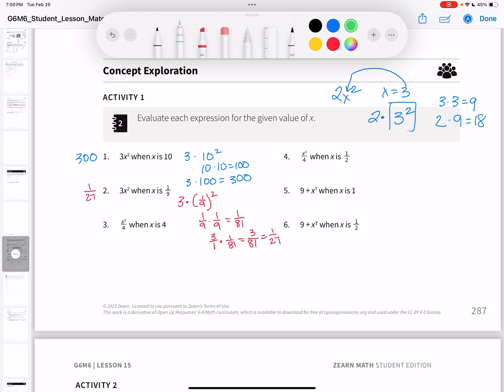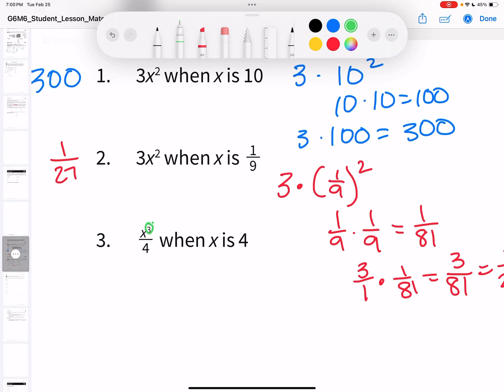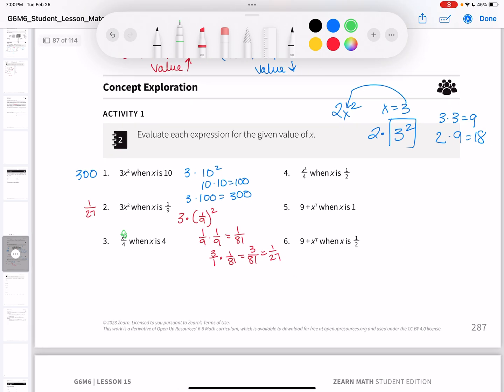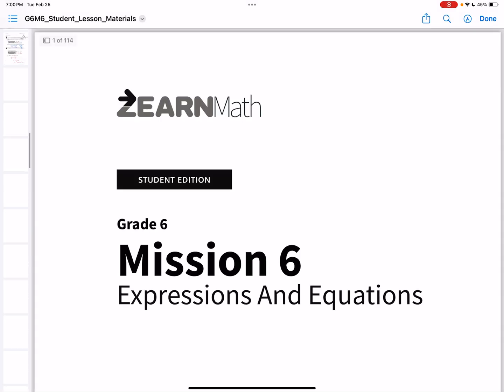All right. Let's keep going. X to the third over 4 when x is 4. So that exponent right here only applies to the x. It does not apply to the 4. Okay? So we have, it gets jumpy the further into this we go.